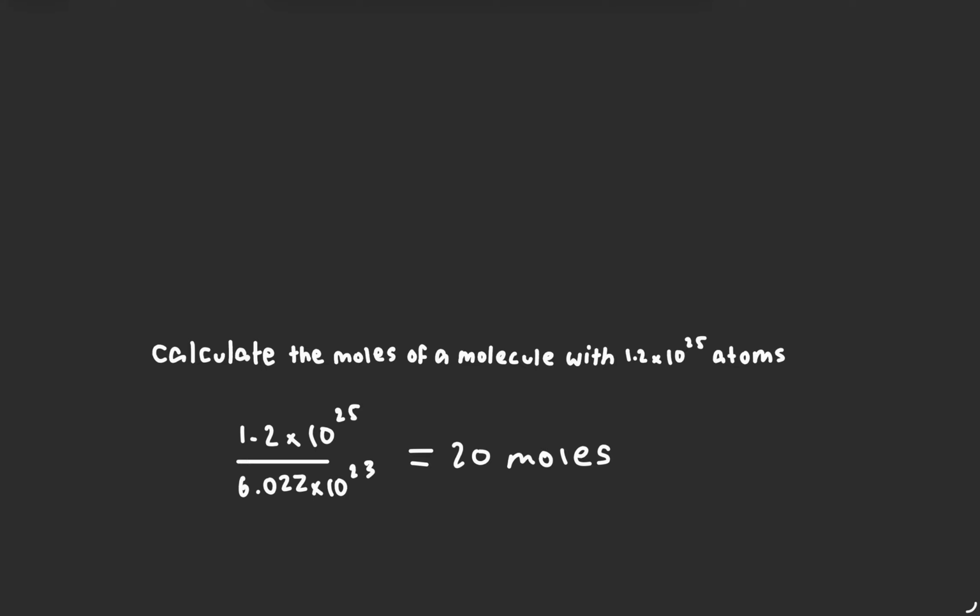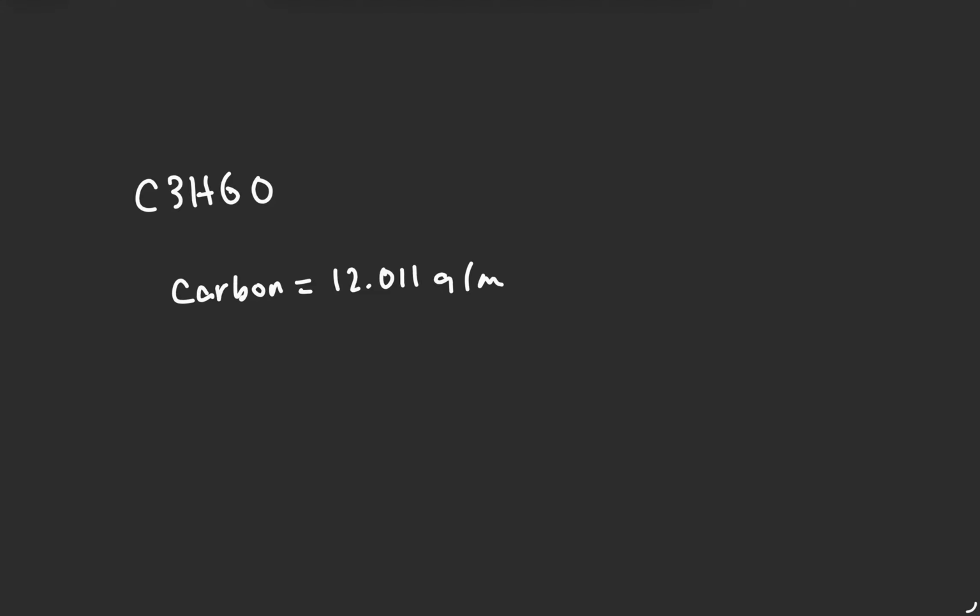Now, if you want to find the molar mass of a compound, the first thing to do is to find the molar mass of each individual element, and then add them up. So let's take an example. Let's take C₃H₆O as an example. So if we look at the periodic table, carbon has a molar mass, like we mentioned above, of 12.011 grams per mole. And hydrogen has a molar mass of 1.0078 grams per mole.